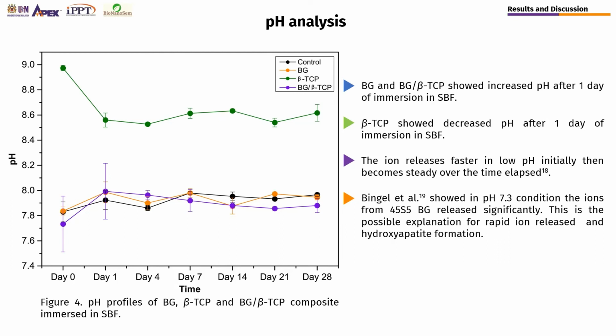In an experiment, Bingel et al. examined pH 7.3 conditions, where the ions from BG were released significantly, suggesting that the ion exchange happened significantly faster compared to pH 9 conditions, which is a possible explanation for the rapid ion release in the BG beta-TCP composite and the hydroxyapatite formation appearing on the first day of immersion.